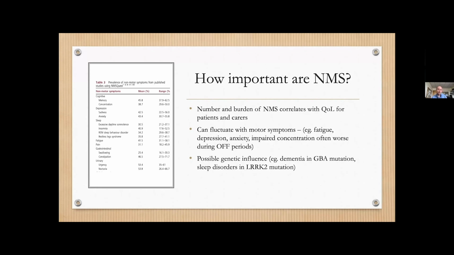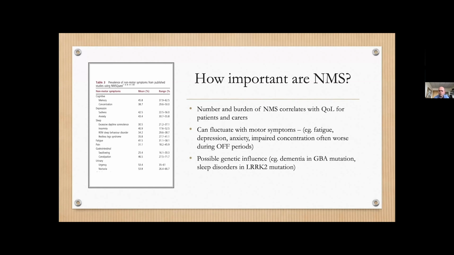But what you'll find is there are high levels, particularly of difficulties with concentration, problems with anxiety, insomnia, fatigue, constipation, and urinary disturbance. So in where they have attempted to assess the prevalence of non-motor symptoms, those always score high, you know, up to 50% and over. We recognize that not only the number of non-motor symptoms, but the more non-motor symptoms that a patient has, this correlates with poor quality of life for both the patient and the carers.